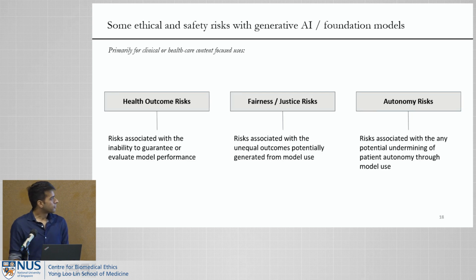But in terms of a sampling of the risks that I want to talk about, I think we can put it in 3 categories. So one is, what are the risks to health outcomes? Risks associated with the inability to guarantee or evaluate model performance. What are the fairness or justice risks? So risks associated with unequal outcomes potentially generated from model use. And what are the autonomy risks? So risks associated with any potential undermining of patient autonomy through the use of these models.